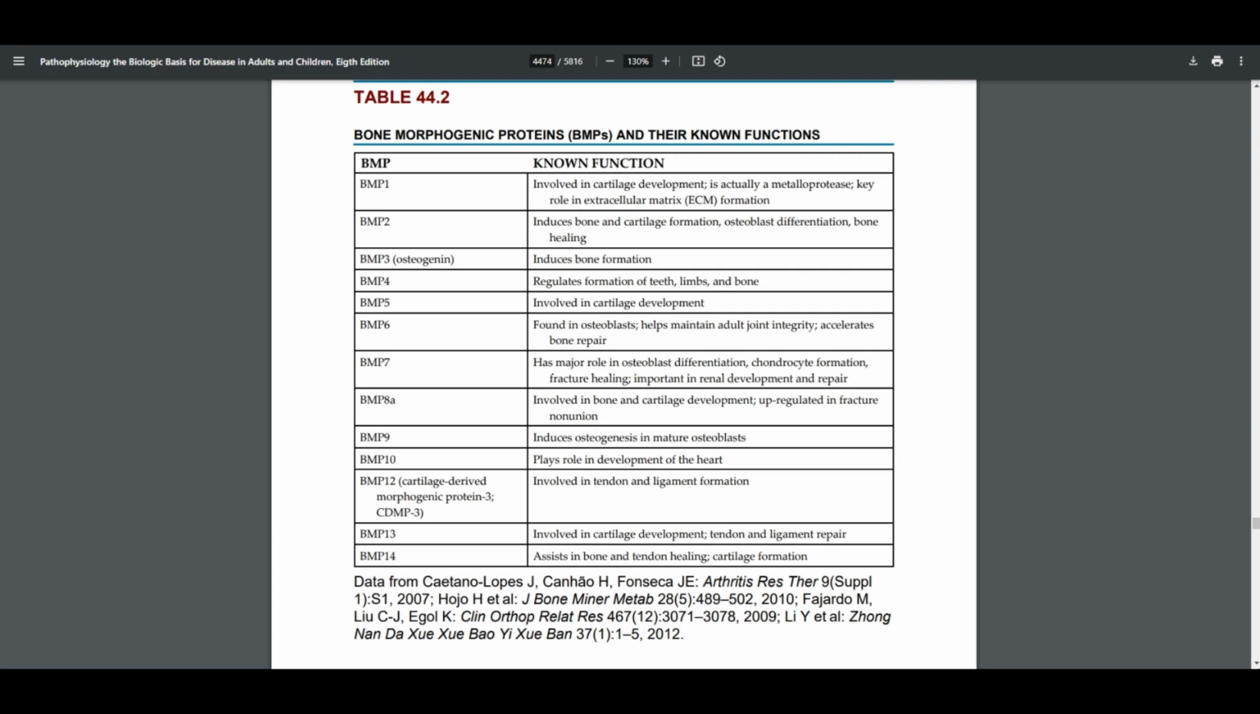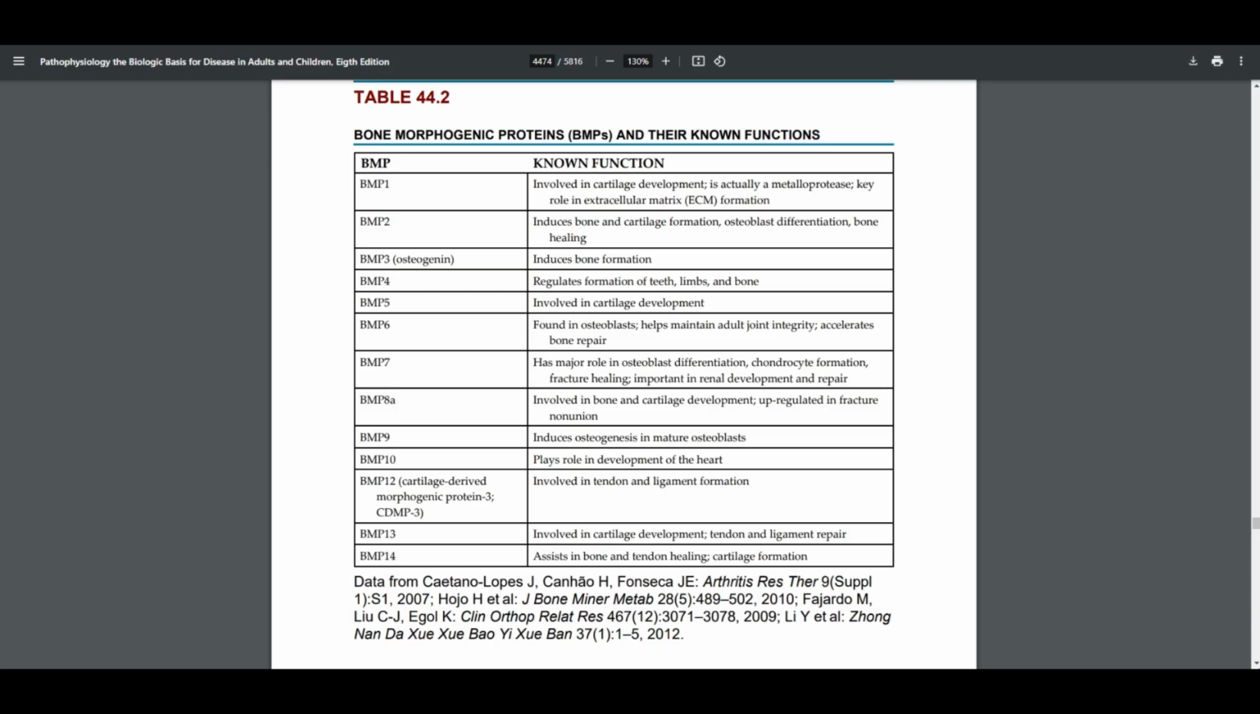BMP2 induces bone and cartilage formation, osteoblast differentiation, and bone healing. BMP3 induces bone formation. BMP4 regulates formation of teeth, limb, and bone. BMP5 is involved in cartilage development. BMP6, found in osteoblasts, helps maintain adult joint integrity and accelerates bone repair. BMP7 has a major role in osteoblast differentiation, chondrocyte formation, and fracture healing, and is important in renal development and repair.